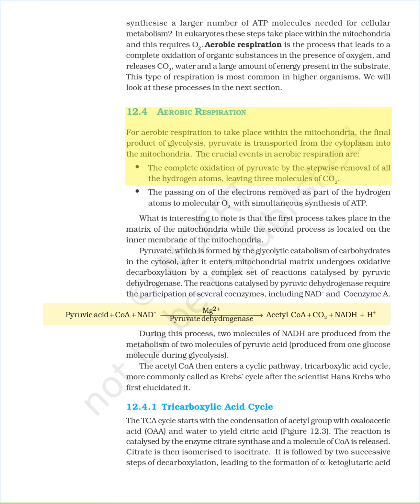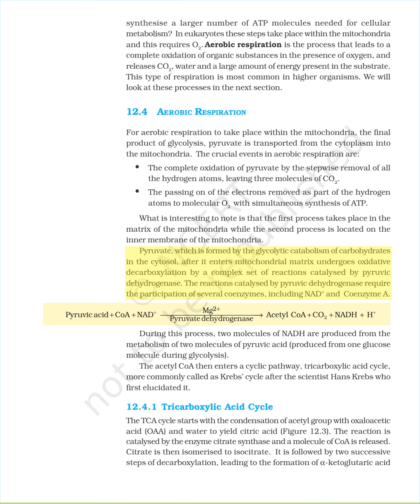12.4 Aerobic respiration. For aerobic respiration to take place within the mitochondria, the final product of glycolysis, pyruvate, is transported from the cytoplasm into the mitochondria. The crucial events in aerobic respiration are: first, the complete oxidation of pyruvate by the stepwise removal of all the hydrogen atoms, leaving 3 molecules of CO2. Second, the passing on of the electrons removed as part of the hydrogen atoms to molecular O2, with simultaneous synthesis of ATP. What is interesting to note is that the first process takes place in the matrix of the mitochondria, while the second process is located on the inner membrane of the mitochondria.